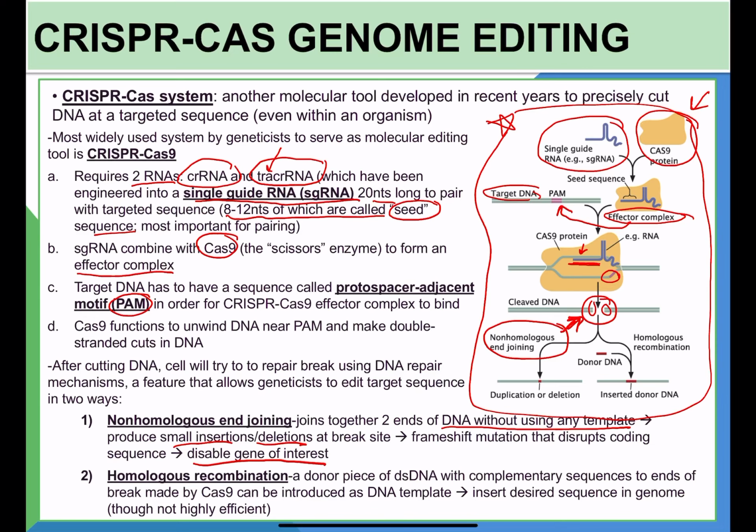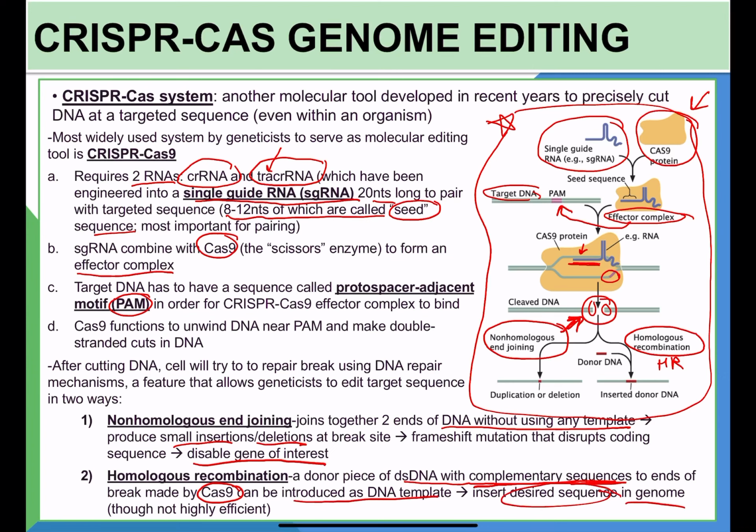The other way that the cell will try to repair the break is called homologous recombination, or HR for short. So homologous recombination is when a donor piece of double-stranded DNA with complementary sequences to the ends of the break that was made by Cas9 can be introduced as a DNA template. That's us, okay, providing the cell with this, hey, here's this good piece of DNA we want you to put into the sequence. It's good for you, okay? So that's the donor piece of DNA that we can put in and insert that desired sequence within the genome.